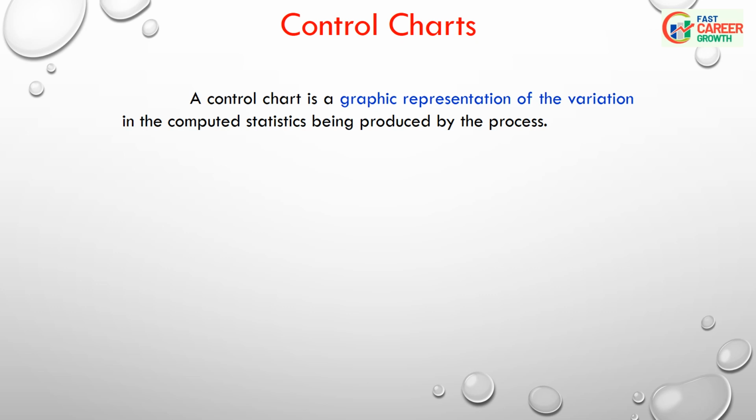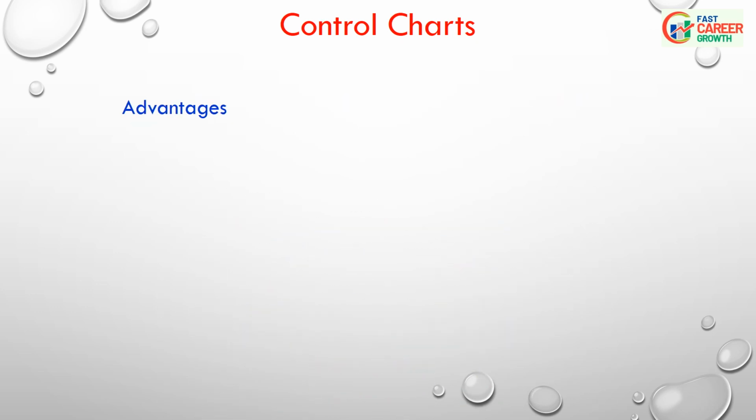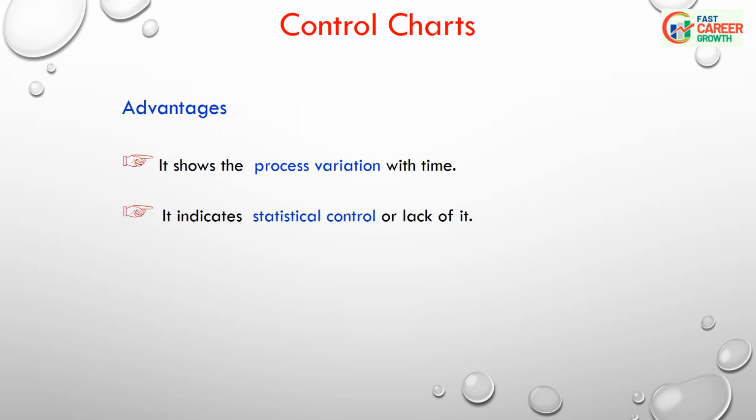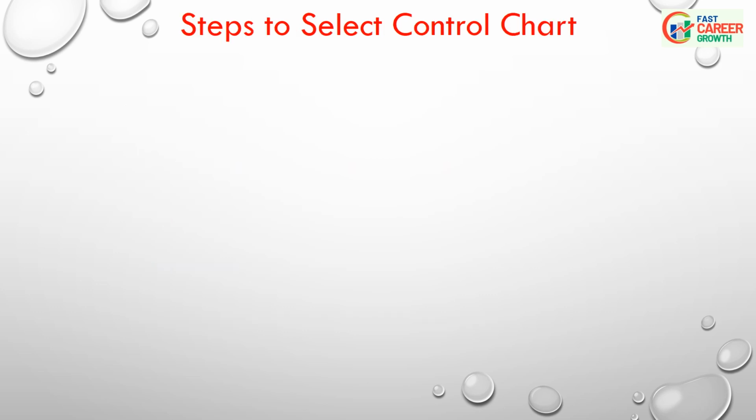Next is, what are control charts? A control chart is a graphic representation of the variation in the computed statistics being produced by the process. Next is, what are the advantages of a control chart? It shows the process variation with time. It indicates statistical control or lack of it. It enables pattern interpretation. It helps in detection of changes in the process. Next is, what are the steps to select a control chart?